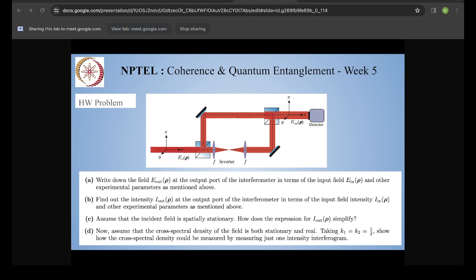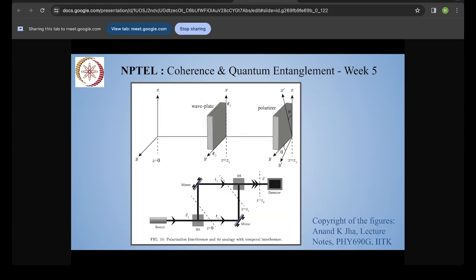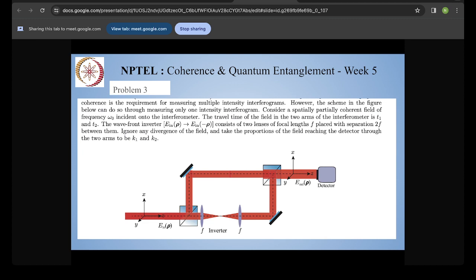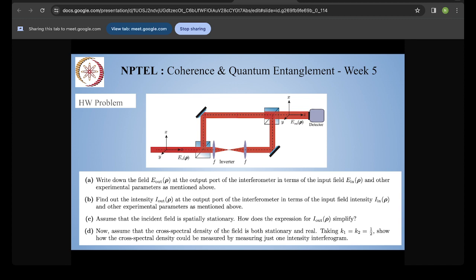I hope everybody is now aware of how to write E input, and how to write E output in terms of E input. That is the main thing you need to learn when doing anything with interferometers. And then E star E is the intensity, which gives you the form of the intensity.